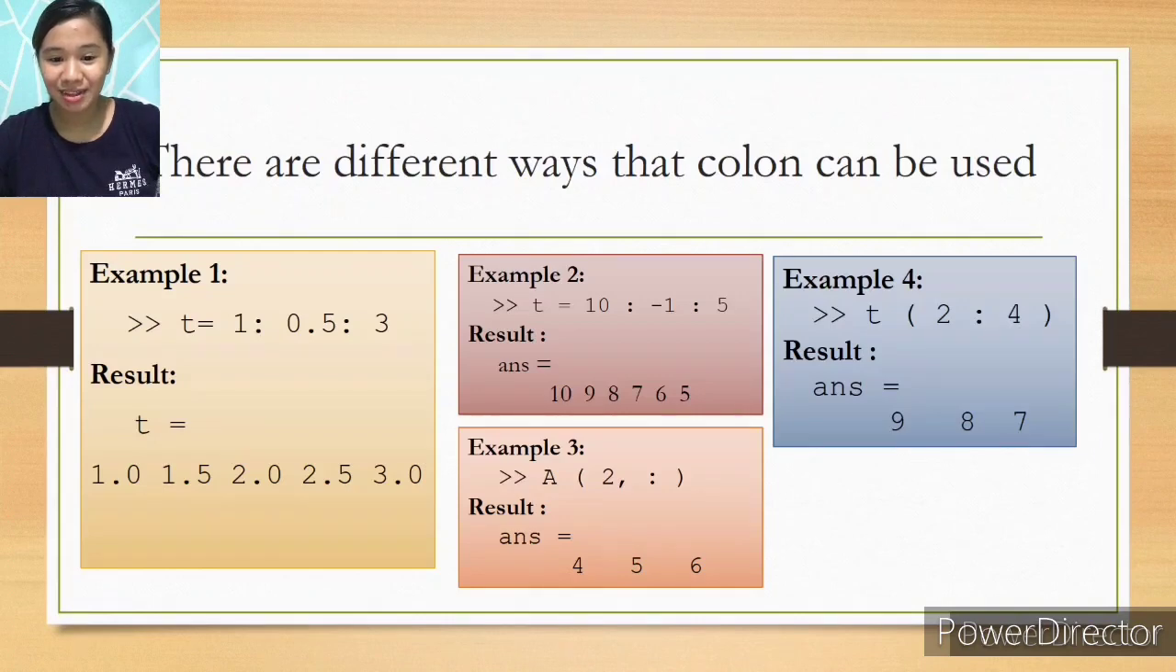So we can also use the colon notation to selectively extract a series of elements from within an array. For example, based on the previous vector that we discussed, t = t(2:4). So the result is answer = 9, 8, and 7.